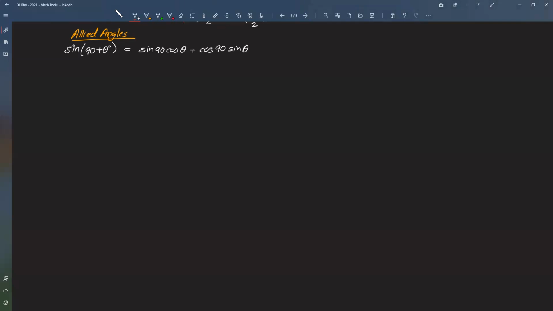right? Now, a few results which we have already seen: sine 90 degree is what? 1. Cos 90 degree is what? 0. And sine 0 degree is what? 0. And cos 0 degree is what? 1. Right? We have already seen this. And if you don't remember it, I have given you the picture, and I told you to make that picture permanent in your brain.